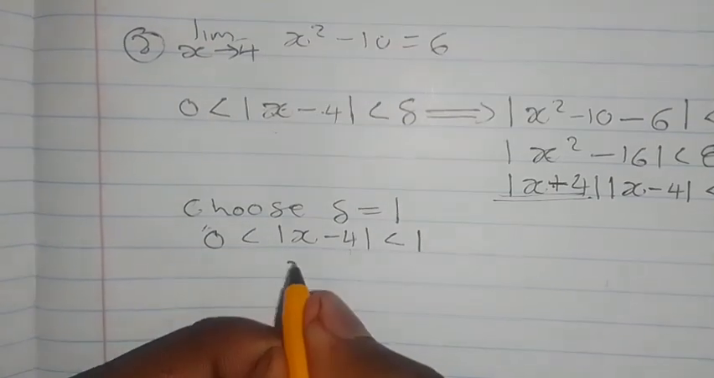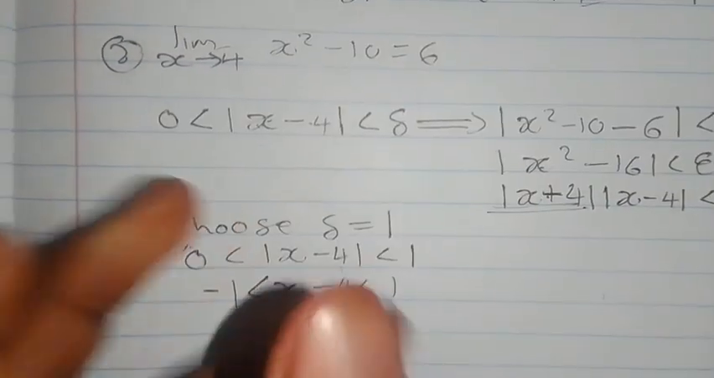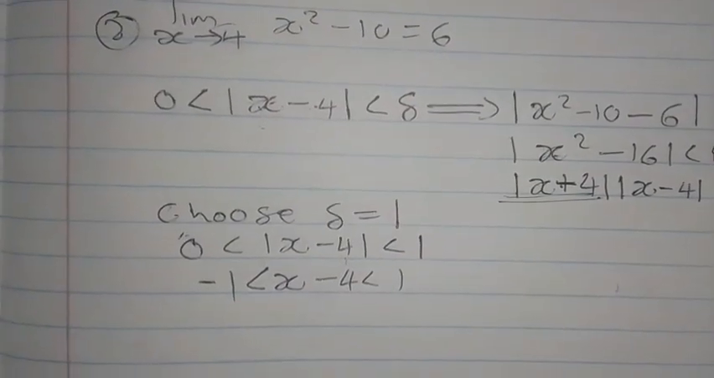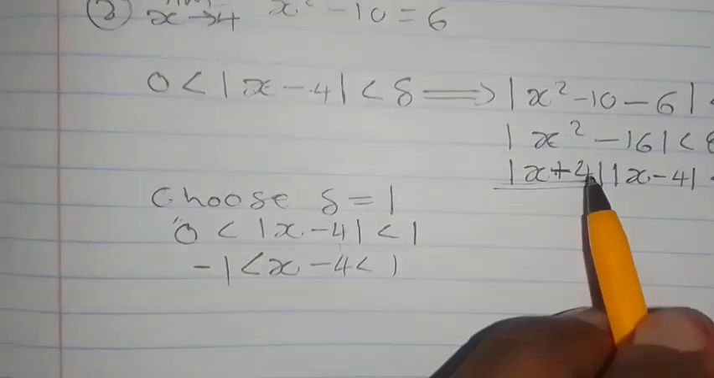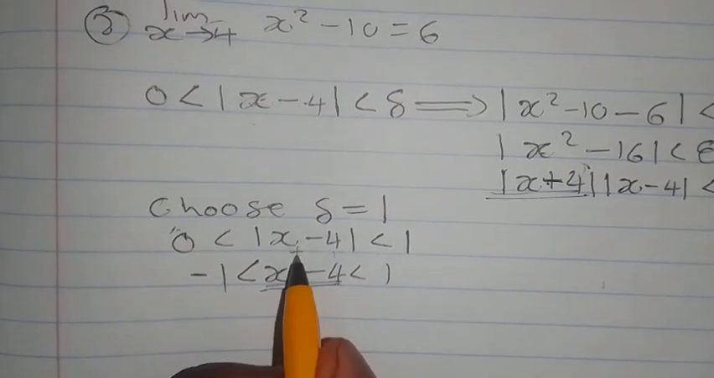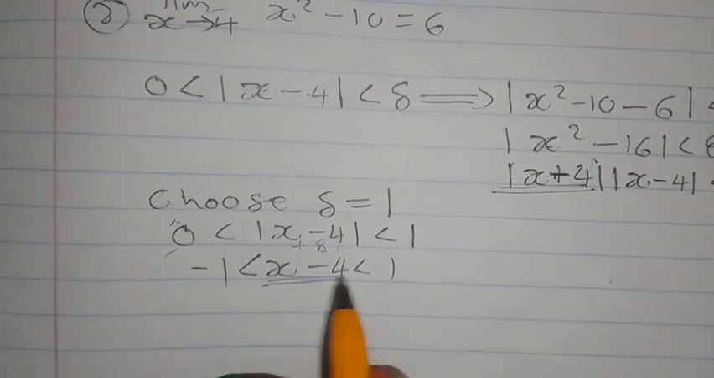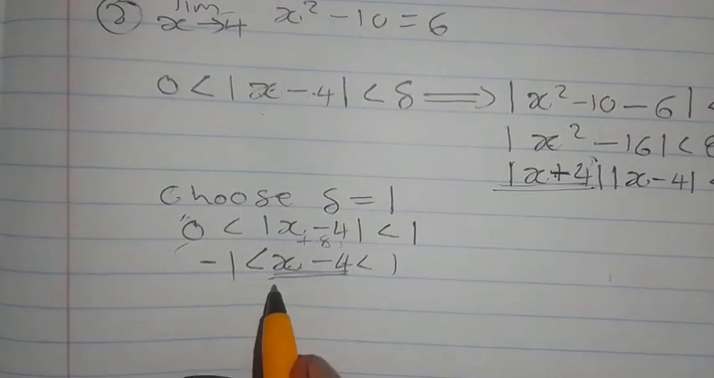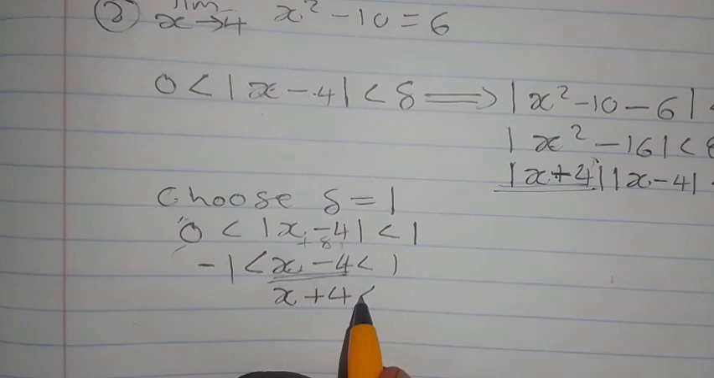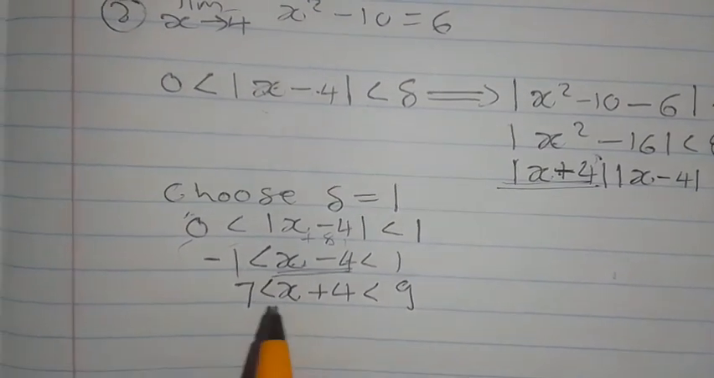Then this technically implies that x minus 4 is between minus 1 and 1. This is just the rules of inequalities. I think you're familiar with them. But now we are trying to obtain x plus 4. If we are trying to obtain x plus 4 here, we'll have to add 8 on every side here. If we add 8 on everything, then we'll obtain x plus 4 here. Then we have x plus 4. 1 plus 8, that's 9. Minus 1 plus 8, that's going to be 7.